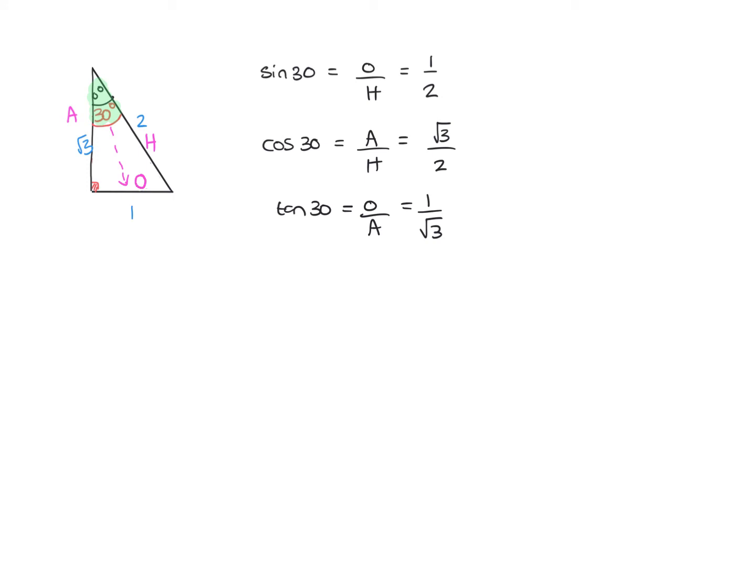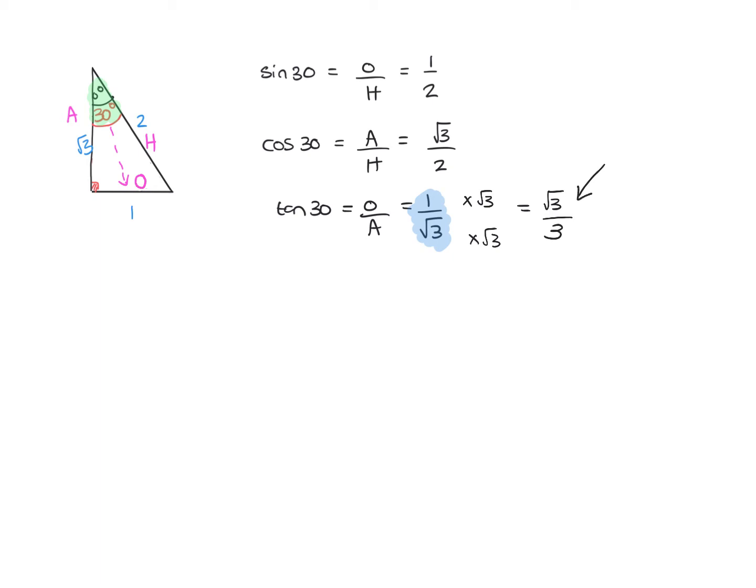Now, with this last example, 1 over root 3, we can actually rationalise the denominator of this. So, multiply the numerator and the denominator by root 3. It's good revision of our surds knowledge, and this gives us root 3 over 3. Now, if you input these three values into your calculator, you will see that sine 30 is a half, cos 30 is root 3 over 2, and the calculator will return for tan 30 root 3 over 3.